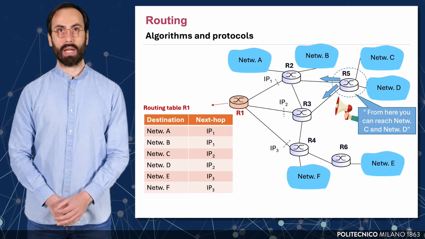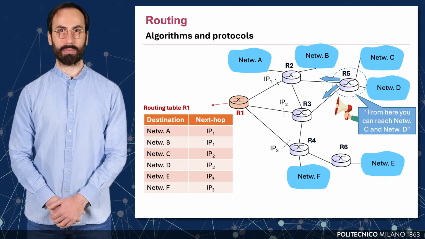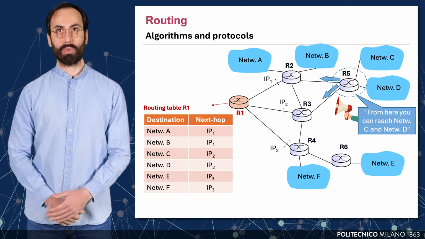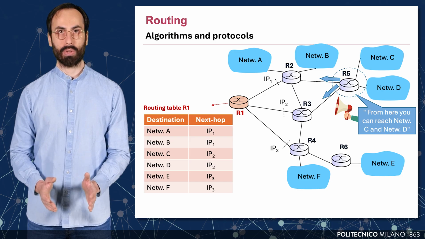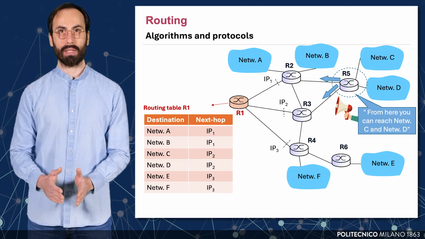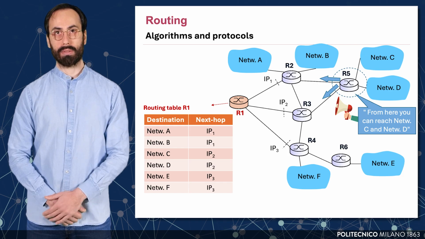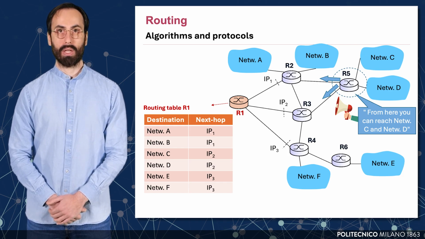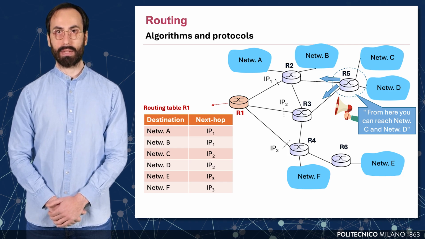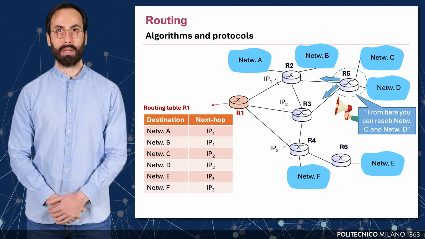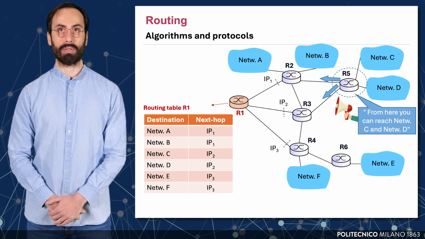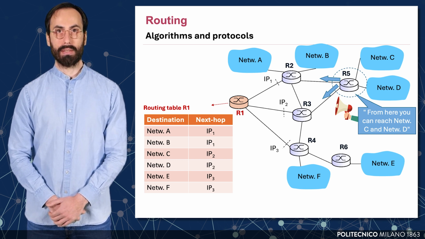This example shows how routing tables are populated using routing protocols. Let's look at router R1. R1 doesn't know the full network topology by itself, so it relies on information shared by neighboring routers through routing protocols. For example, router R2 can inform R1 that it can reach network A and network B, so R1 adds a route for those networks via IP1, R2's interface.